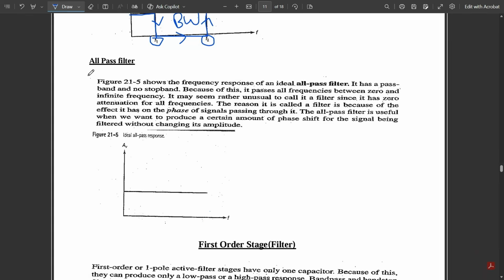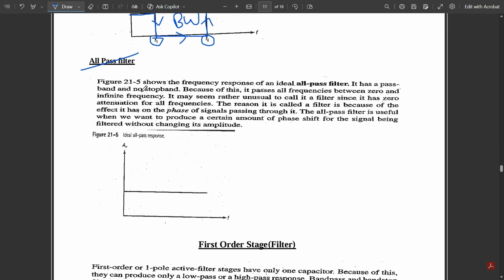Now one more kind of filter is the all pass filter. This is very easy, guys. Here any kind of frequency, everything is passed. So that's why in this ideal response all the frequencies are passed simultaneously, without changing their amplitude, which would remain constant. It would be moving like this in a straight line. So that's why it is called an all pass filter. This below figure shows the frequency response of an ideal all pass filter.